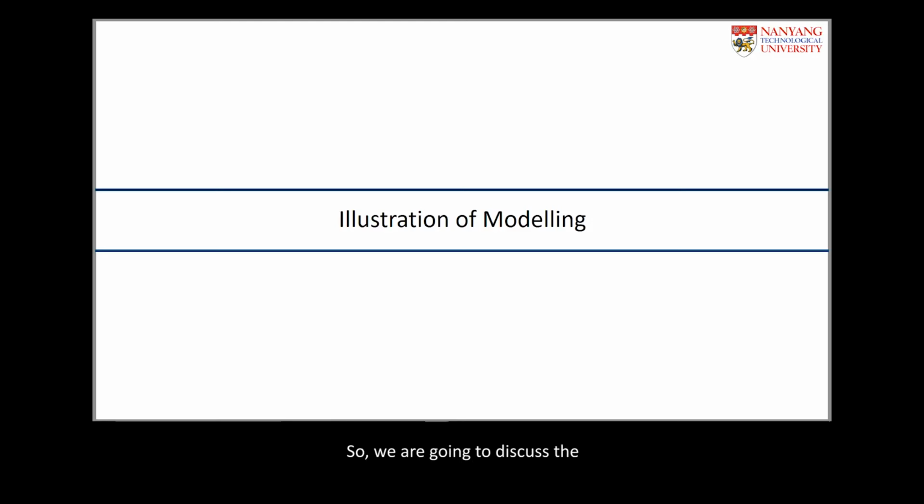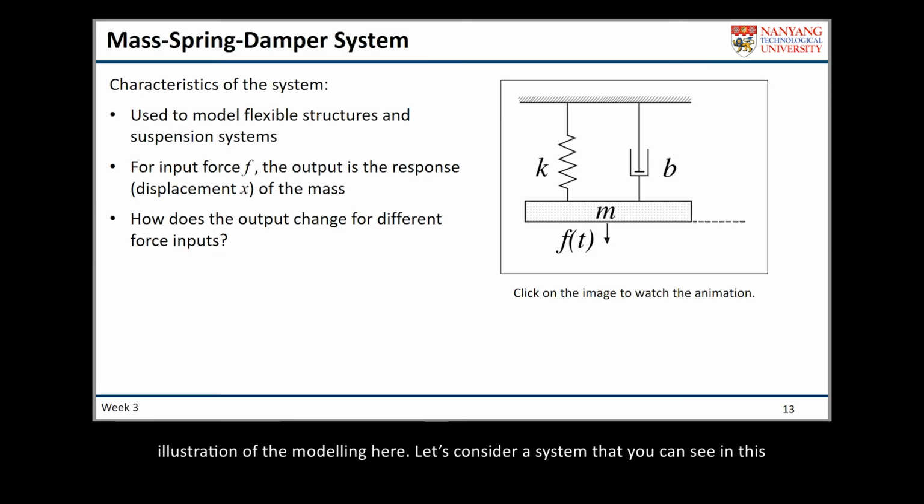So we are going to discuss the illustration of the modeling here. Let's consider a system, as you can see in this slide, with a mass. I have a mass here, indicated by m. The mass is supported to the ground through a spring with a spring constant of k and a damper element with a damping coefficient of b. So I have a mass supported by a spring and a damper.